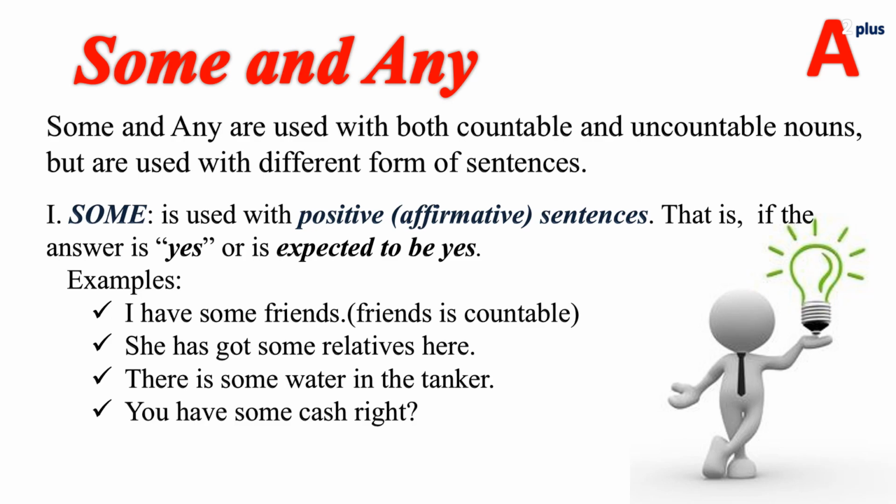Any is used with a negative sentence and a question sentence, and also after the words without, never, seldom, rarely, hardly. These are special words which mean negative, so we use any with them. So some is used with a positive sentence, which means the answer is yes or expected to be yes, and any is used with a negative sentence and question. If the answer is no, and if it's a question, okay? And we use it with without, never, seldom, rarely, and hardly.